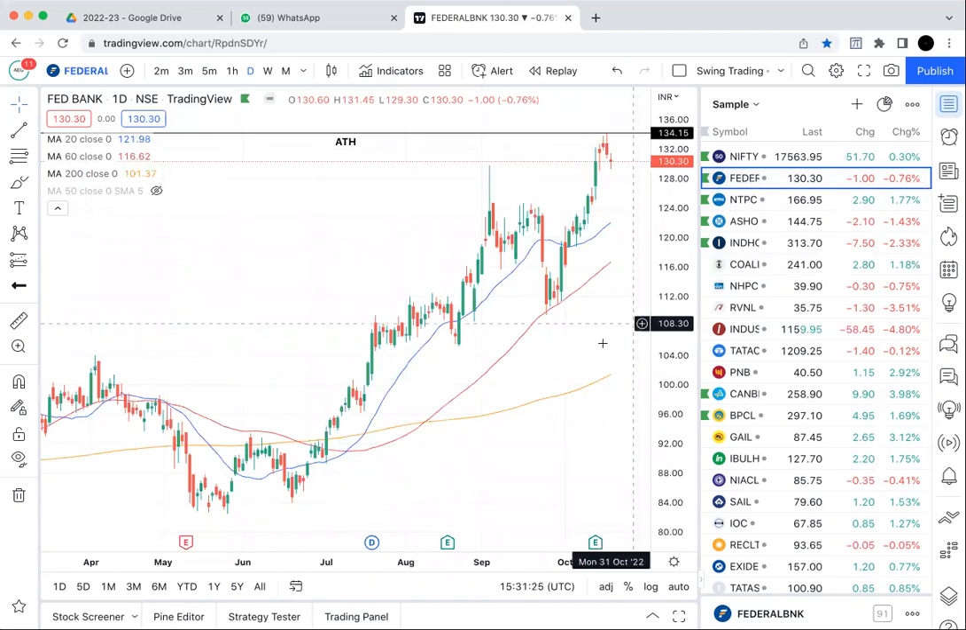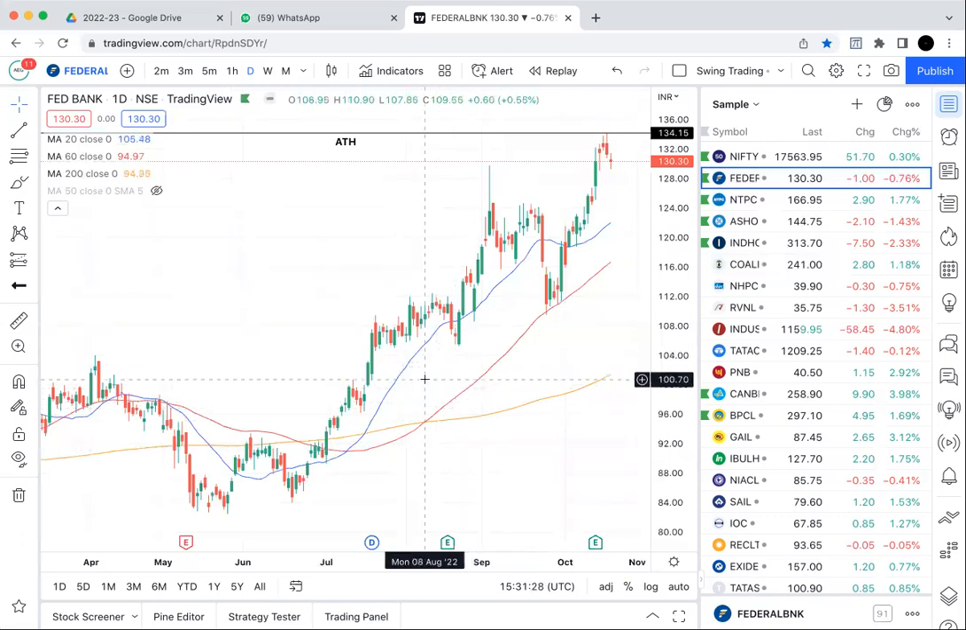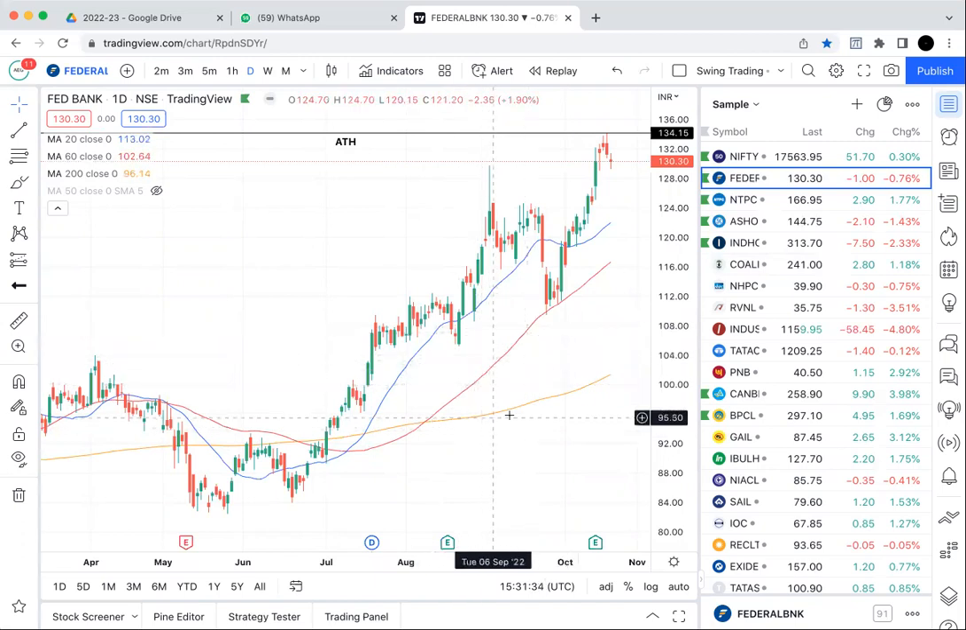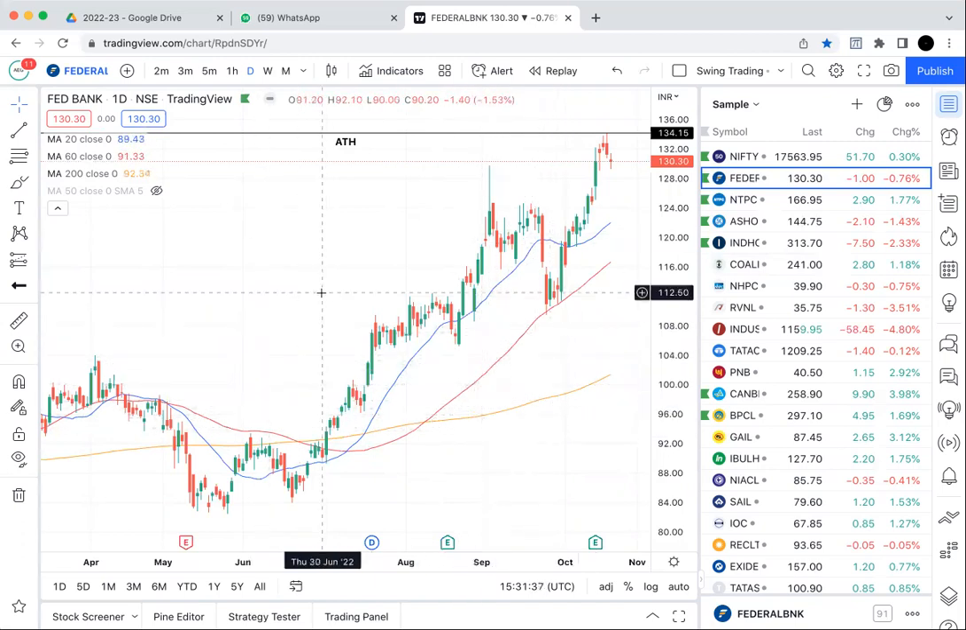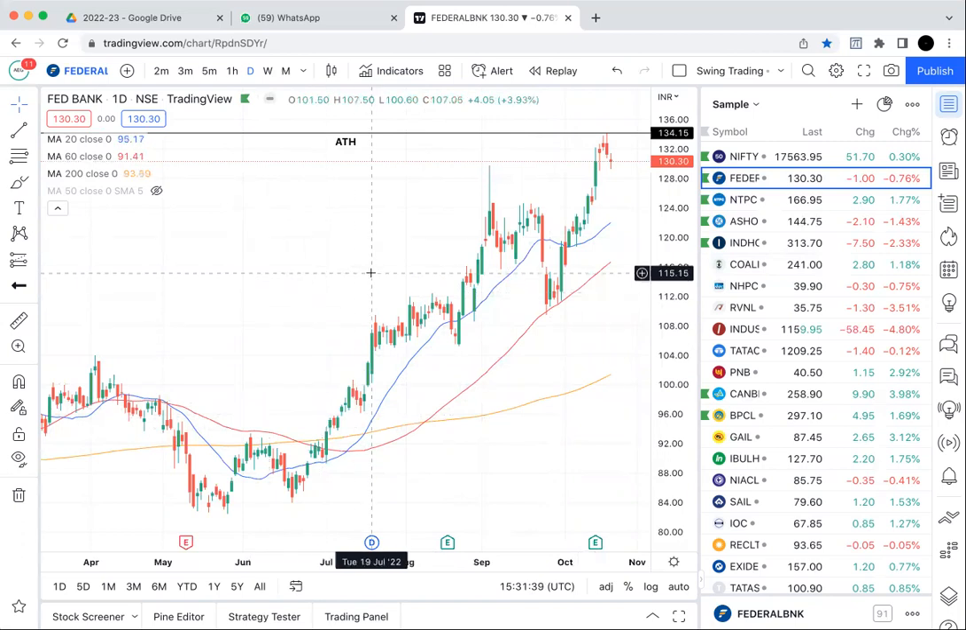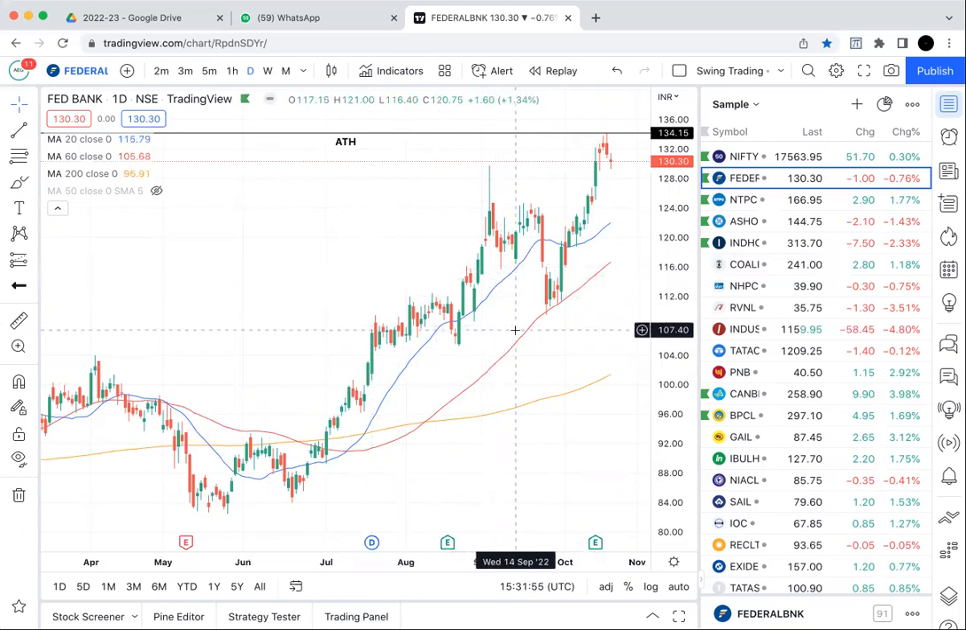First of all, using something called moving averages. These are 20-period moving averages, and I have a 60-period moving average and a 200-period moving average. And if you are wondering how to set up your moving averages, I have a video on this channel on how to do that. You can search for it and you'll get an idea of how to do that. I'm using the 20-period, 60-period, and the 200-period moving average.